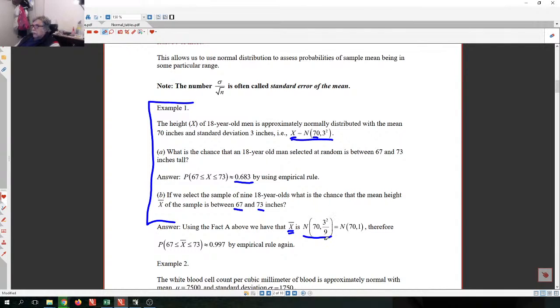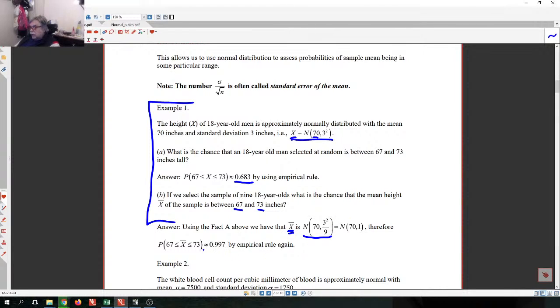And it has a variance. The variance is going to be the sample size times smaller. The sample size is 9, so it will be 9 times smaller than what x has as a variance. So that would be this 3 squared, the variance of x, divided by 9. And that, of course, is 1. Right? 9 divided by 9.